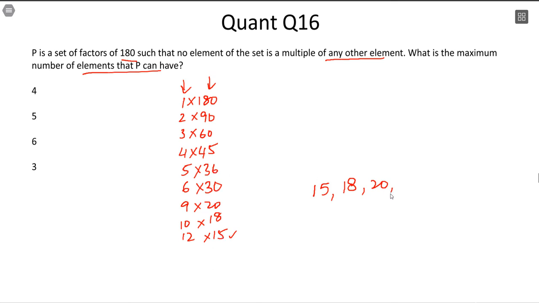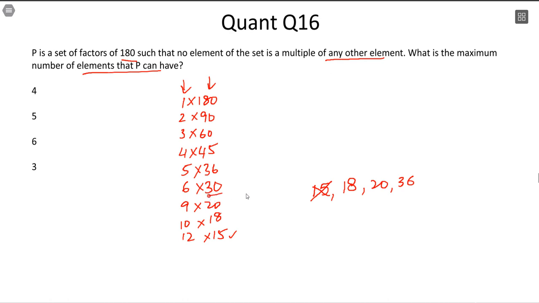But can I take 36 now? Yes. Can I take 45 now? No, 15 is included, 45 cannot come. Can I take 60 now? No. Can I take 90 now? No. Can I take 180 now? No. Okay, so now this listing we have done. But could you see that for the higher numbers, 15 was proving to be our bone of contention? So remove 15.